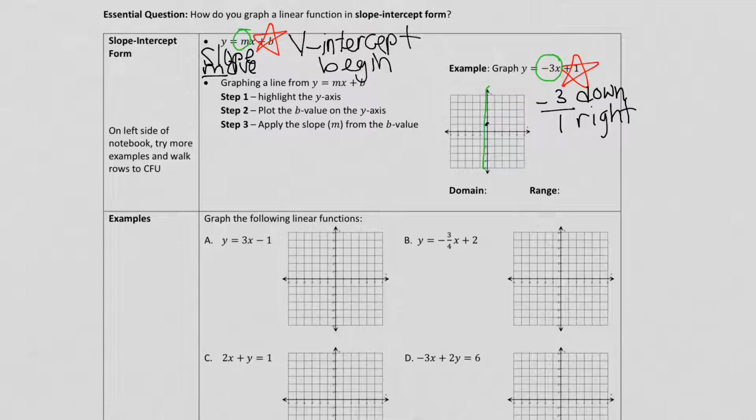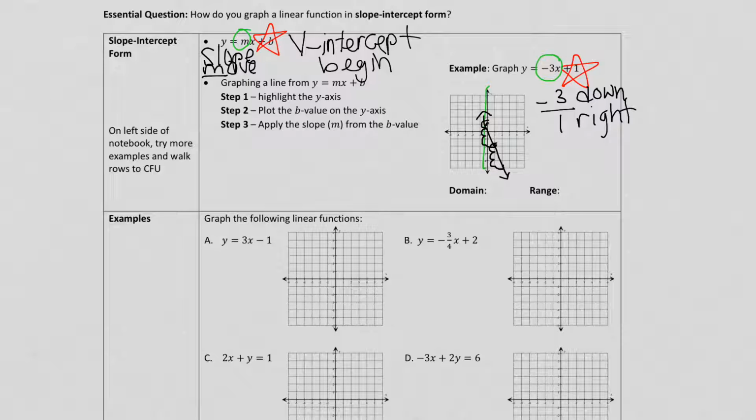So I'm going to start where my y-intercept is, and I'm going to go down 3, 1, 2, 3, and to the right 1. So that's going to be my next point. You can do this one more time if you want. So 1, 2, 3, and 1 to the right. And there is my line.